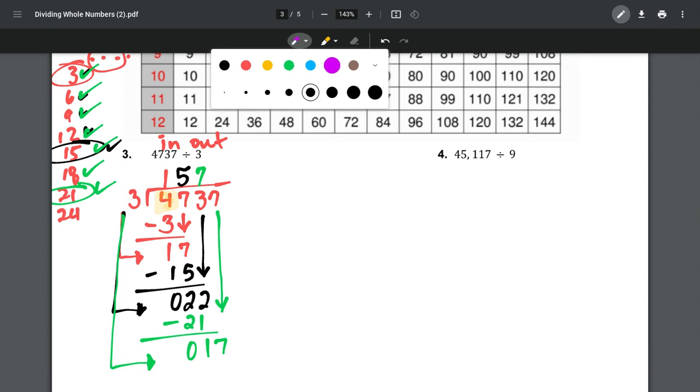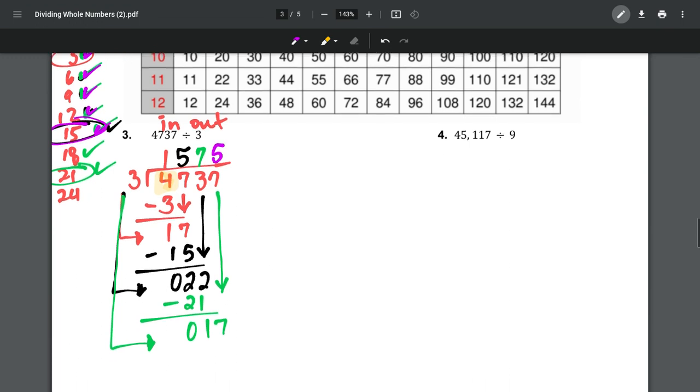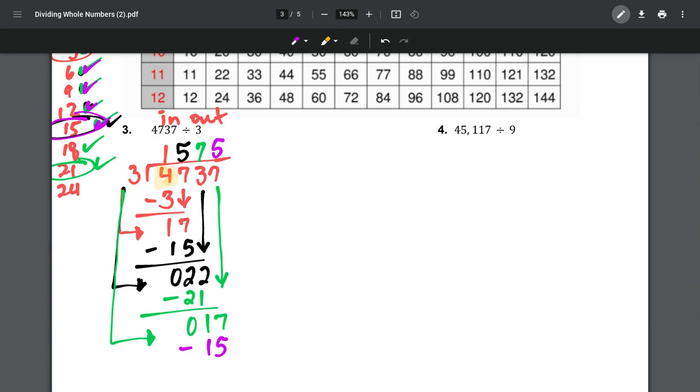And I look and I say, okay, how many groups of 3 can I get out of 17? So you just go to where you listed your numbers. And how far can you get to 17 without going over? Well, you can't circle 18 because that's over. So you're going to go back and circle 15. So that's 1, 2, 3, 4, 5. 5 groups. Okay. I'm going to subtract 15. 7 minus 5 is 2, and 1 minus 1 is 0.